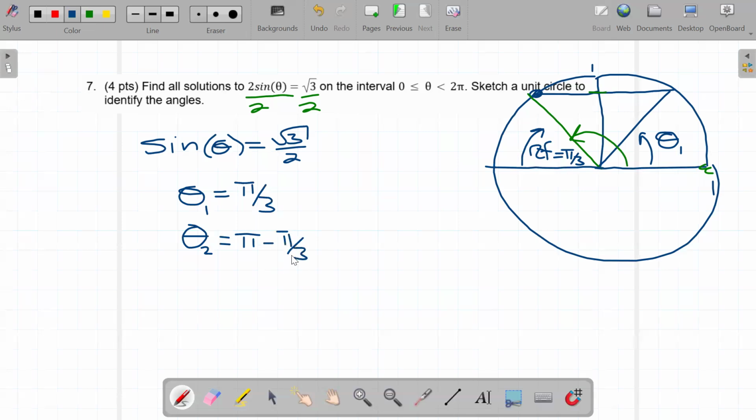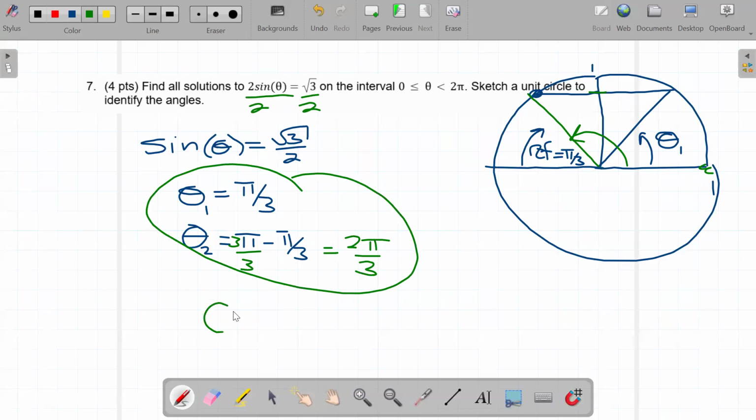And maybe you just look at it and go, oh yeah, that's 2 pi over 3. Right? I expect some people to just know it. Other times I'm like, oh, I think it's that, but I'm going to double check. 3 over 3, 3 pi minus 1 pi. Yeah, okay, it is 2 pi over 3. So your answer might look like this, or you might just say theta equals pi over 3, or is appropriate here, 2 pi over 3.